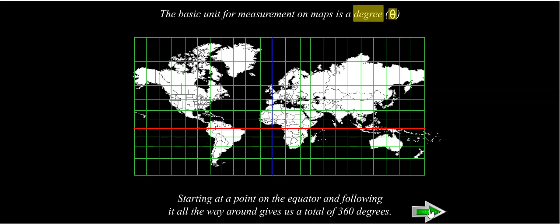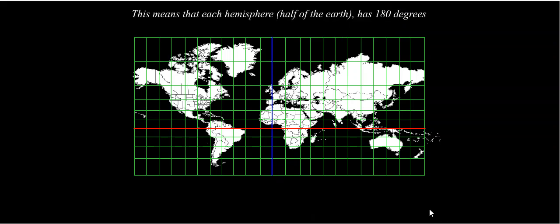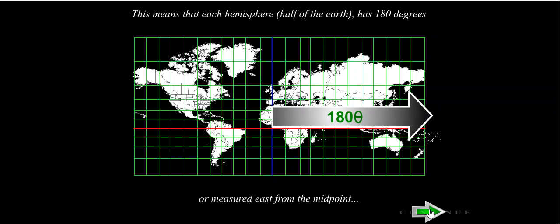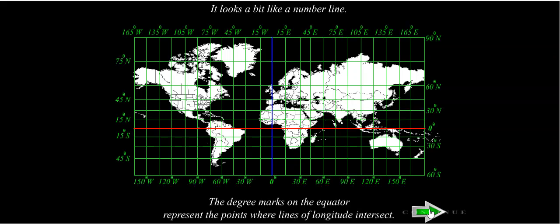The basic unit for measurement on maps is a degree. Starting at a point on the equator and following it all the way around gives us a total of 360 degrees. This means that each hemisphere, or half of the Earth, has 180 degrees, measured either west from the midpoint or measured east from the midpoint. It looks a bit like a number line.